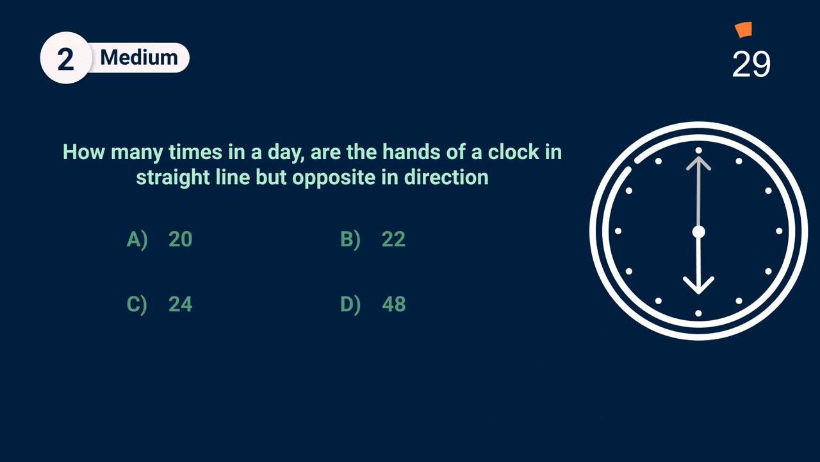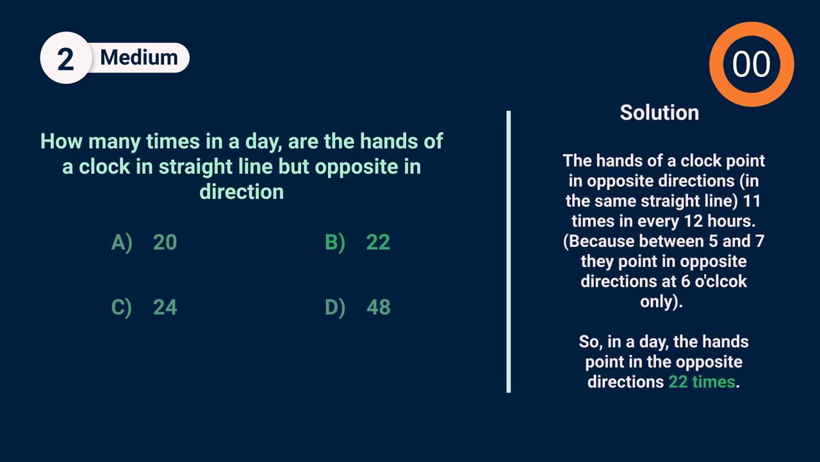This question asks us how many times in a day are the hands of a clock in a straight line, but opposite in direction? Solution. The answer is B, 22 times.